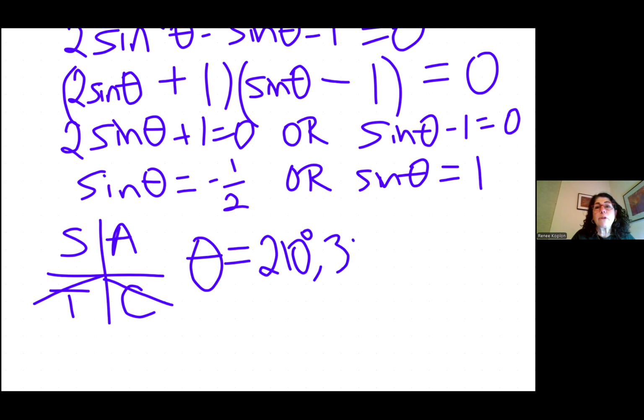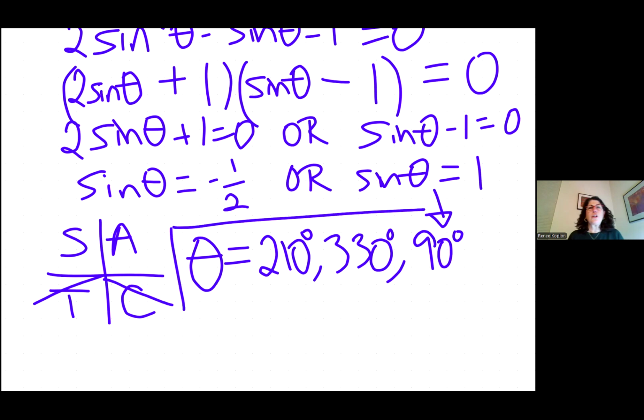And then the 3rd option comes from sine theta is equal to 1. That's not from any special triangle, that's one of our quadrantal angles. You can find that on your unit circle, or you could think about the graph of sine theta, and you might remember that the sine of 90 degrees is 1. And so we have found 3 solutions to the initial equation that we were given, and we're done.